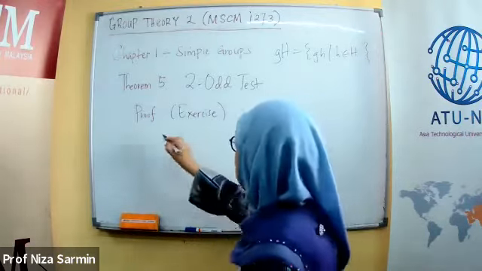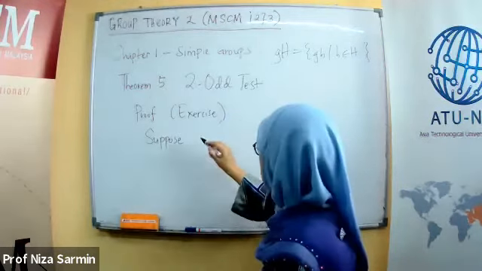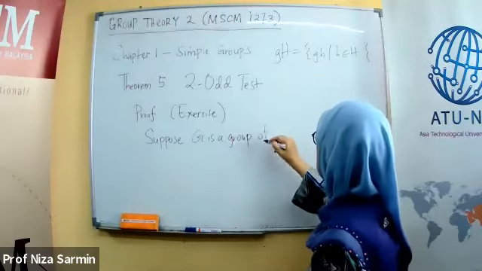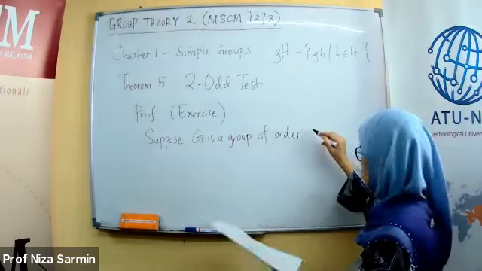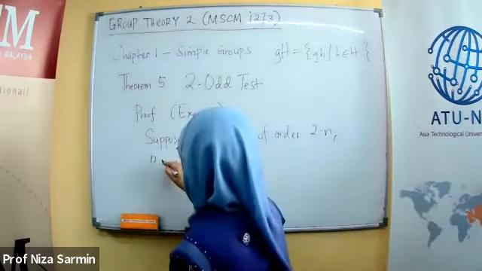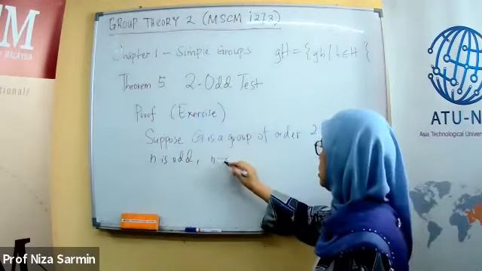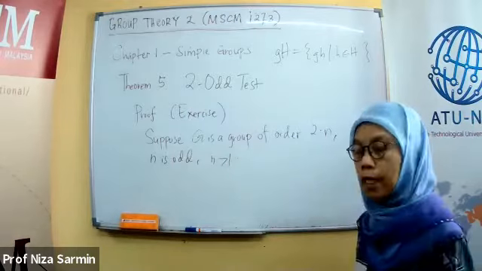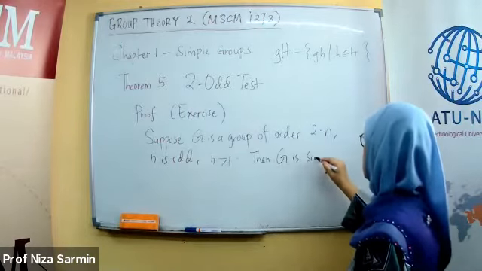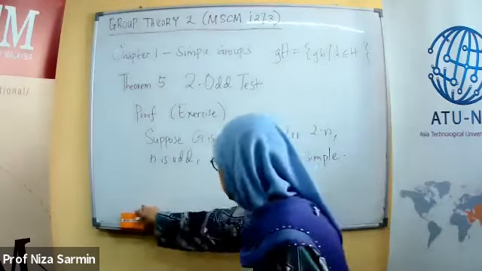So what does it say? Suppose G is a group of order 2 times n, and n is odd, n is bigger than 1. Then G is simple. Okay, not simple.